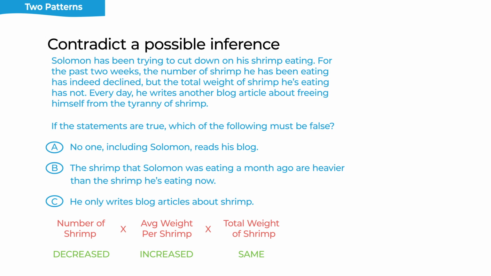So C could be true, could be false. The important thing is it doesn't contradict anything. In order for us to pick C, we would have to be able to tell from this paragraph that he writes blog articles about things other than shrimp. And we haven't heard anything like that, so we have no way to contradict it. So B was our correct answer. It contradicted a mathematical inference we could pull out of that comparison.